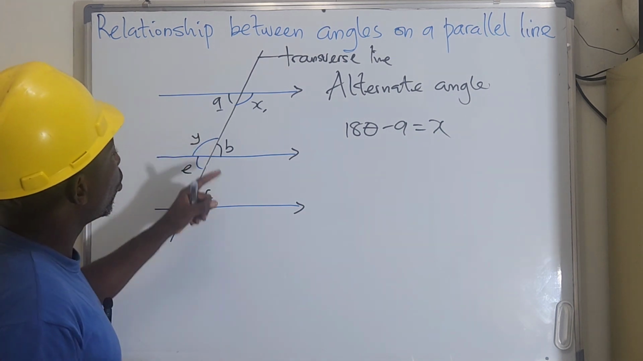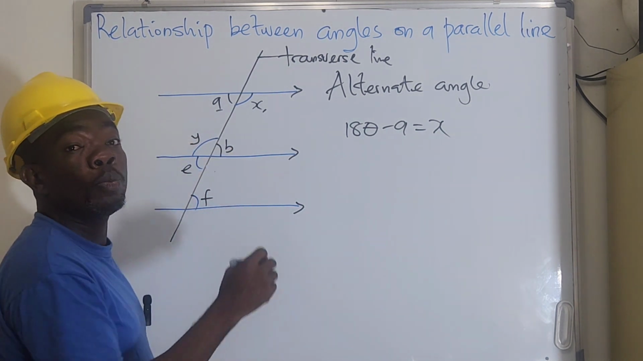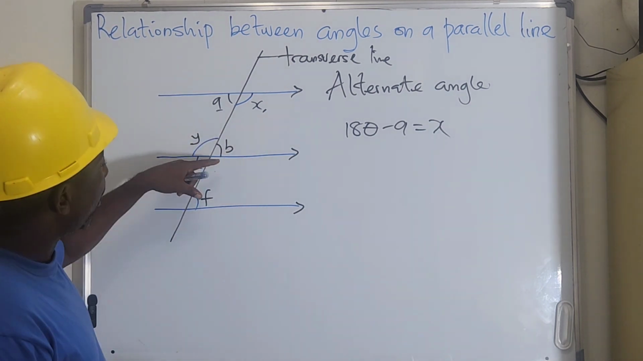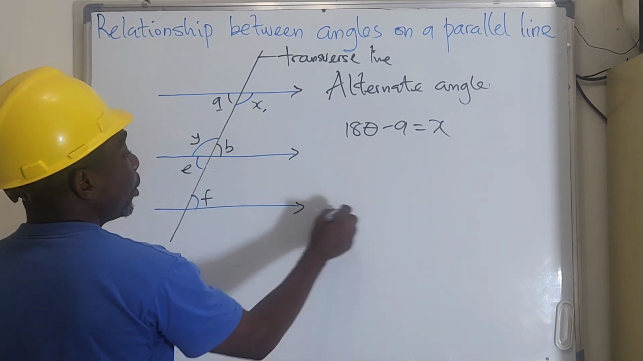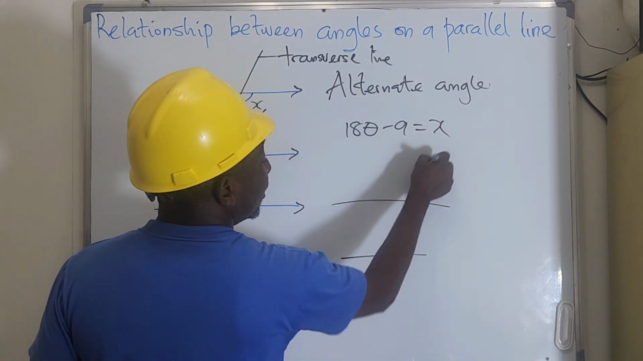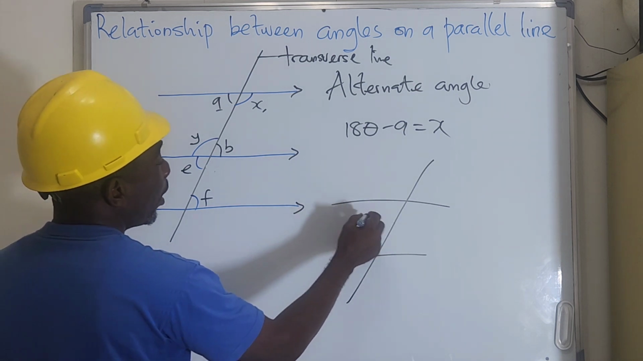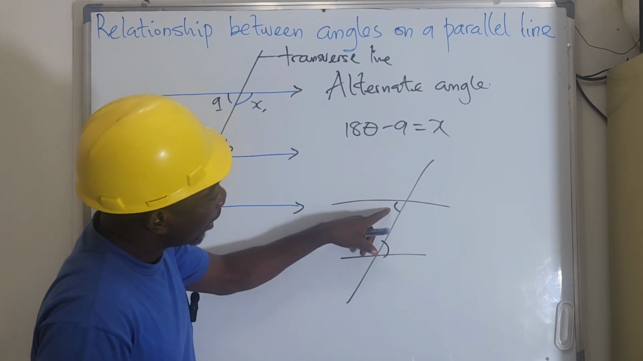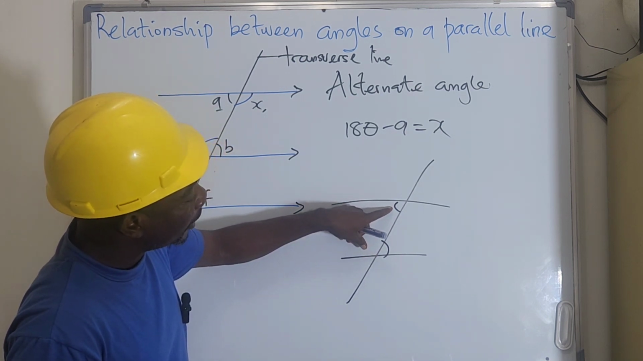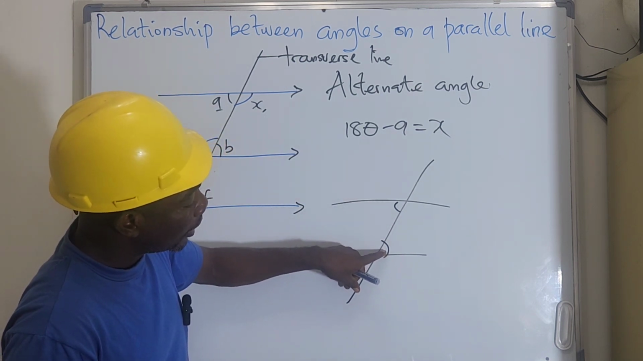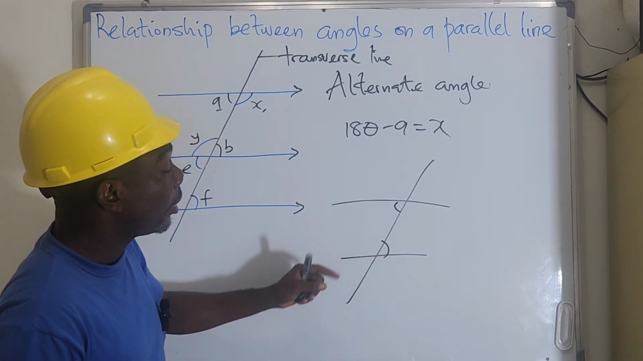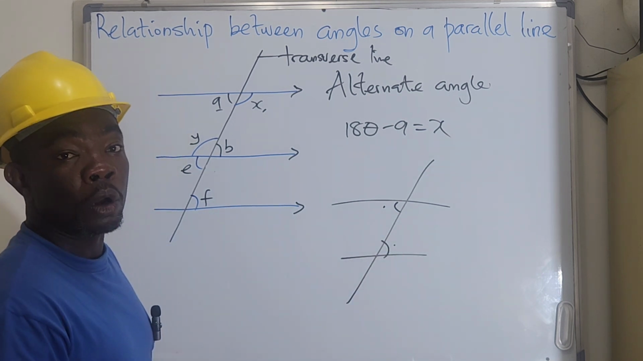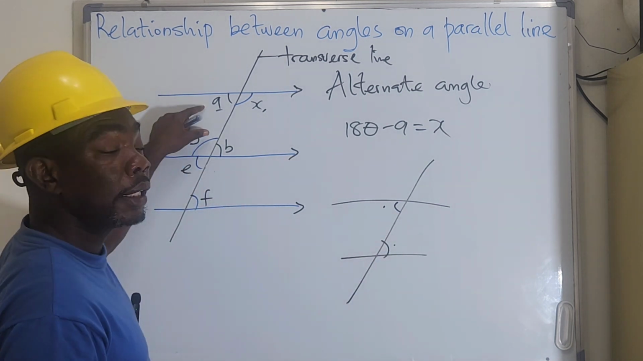All that means is that when a transverse line cuts across two parallel lines, the angle on one side of the transverse line equals the angle on the other side of the transverse line. We have two parallel lines and the transverse line cutting across them. This angle here is equal to this angle here, because this angle falls on one side of the transverse line and the other falls on the other side. So the two angles are equal. The reason is they are alternate angles.